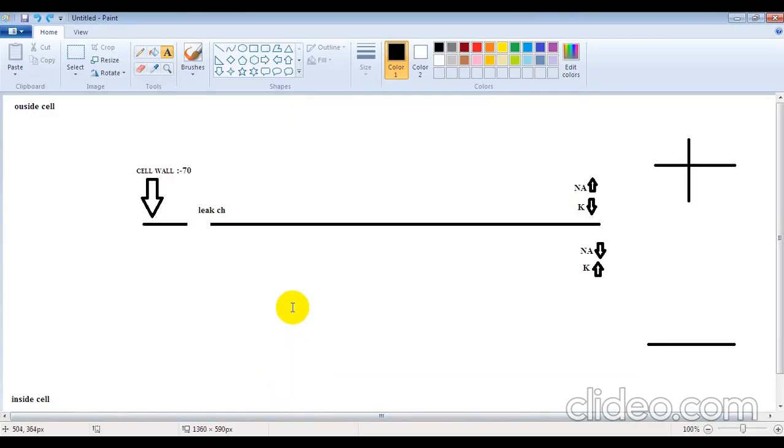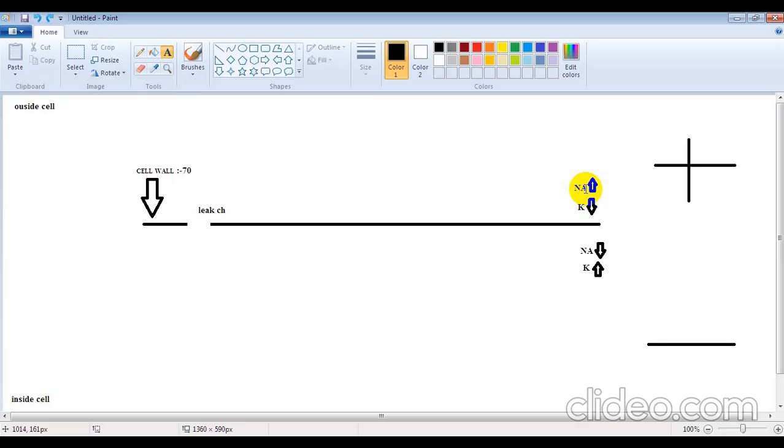Now, let us imagine that the straight line represents the cell wall. This cell wall separates the neuron into two regions, inside the cell and outside the cell. Inside the cell, I have several ions, like potassium ion in high concentration and sodium ion in low concentration. Outside the cell, we have the same ions but in reverse concentration. It means I have potassium in low concentration and sodium in high concentration.